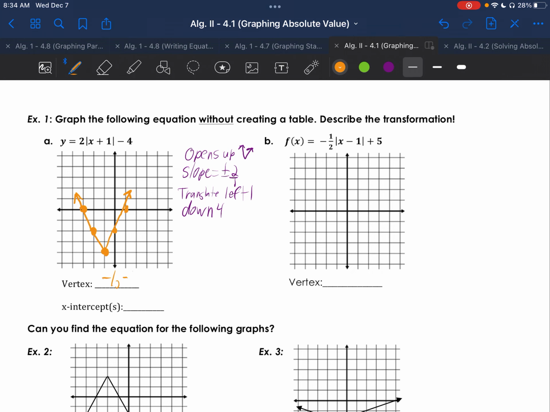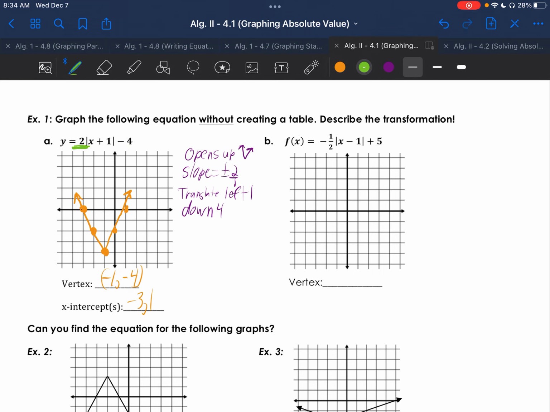Boom, we have our graph. And we said the vertex was at negative 1, negative 4. And now that we have it graphed, we can actually tell the x-intercepts a lot easier by looking at the graph and say, hey, where does it cross the x-axis? Crosses it at negative 3 and positive 1.